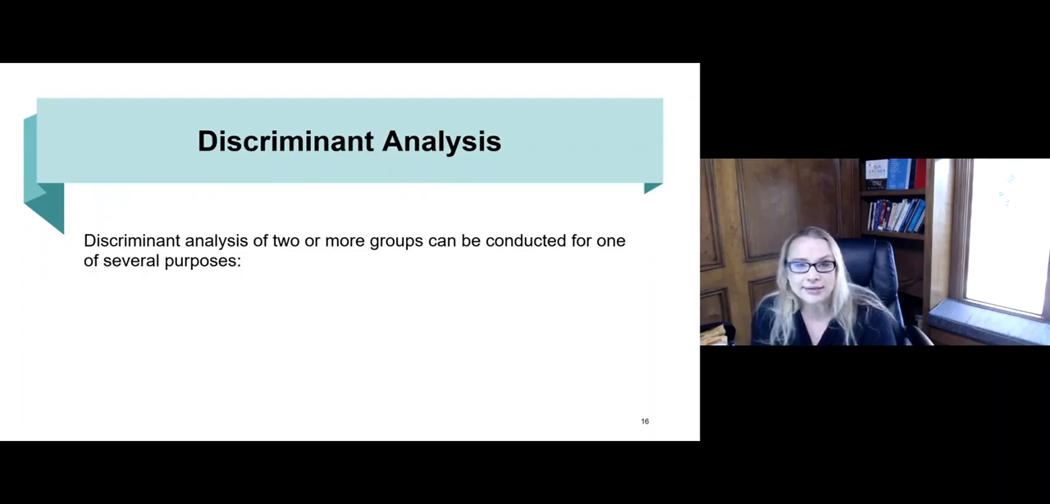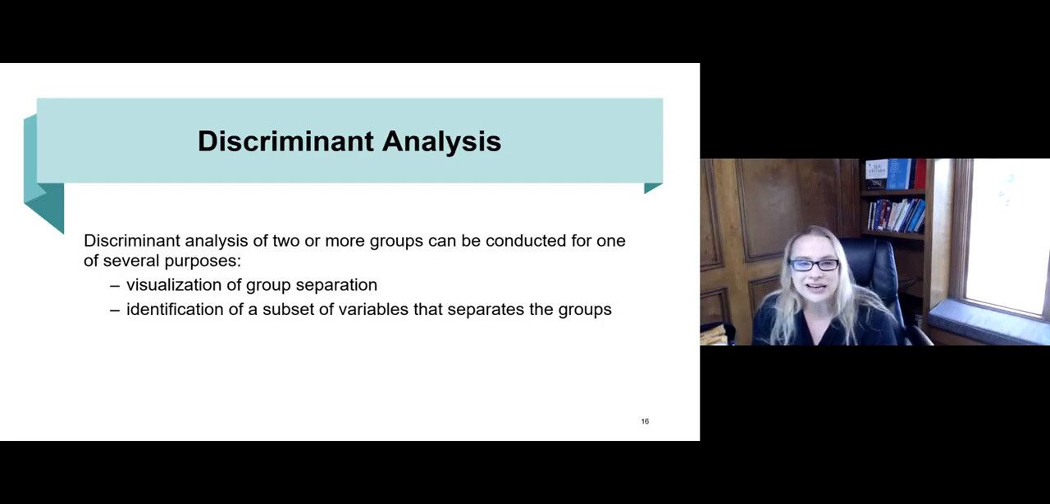Discriminant analysis of two or more groups can be conducted for one of several purposes, including visualization of groups and trying to separate them. So it's more of a visualization to see how groups separate. Another one is to identify a subset of variables that separate the groups. Another one could be the interpretation of new axes as defined by our discriminant functions, and we'll see what that looks like here in a few minutes.